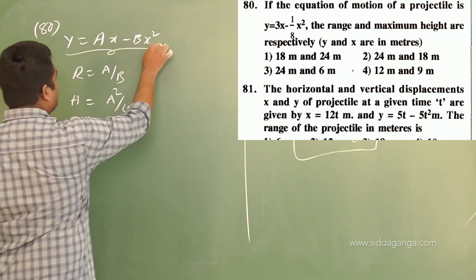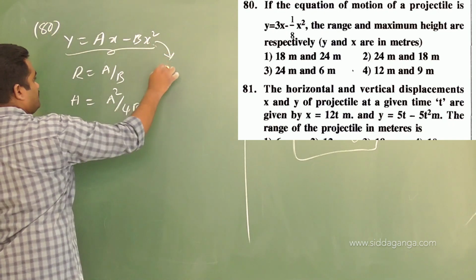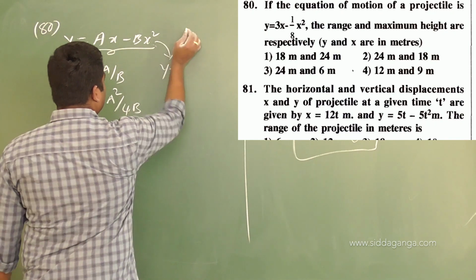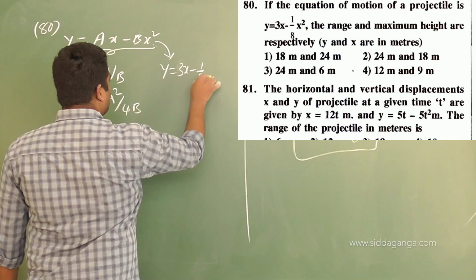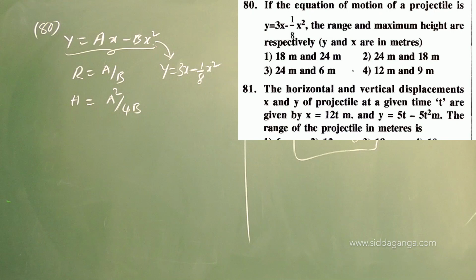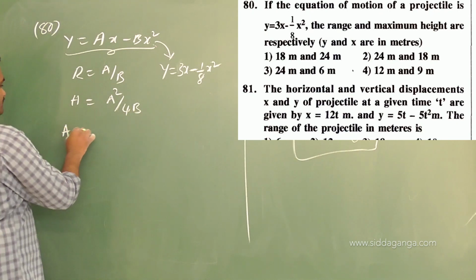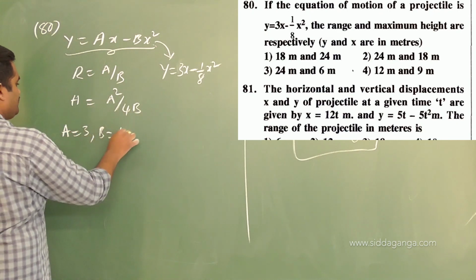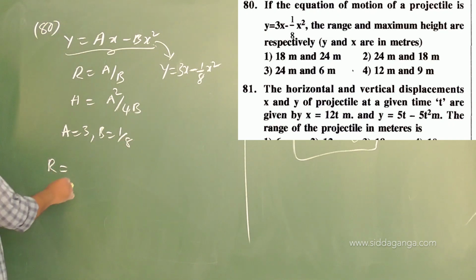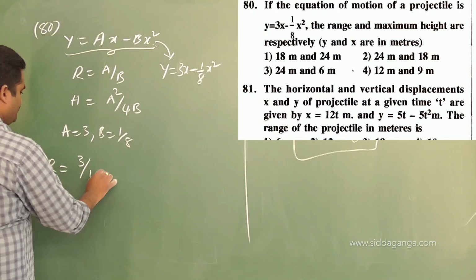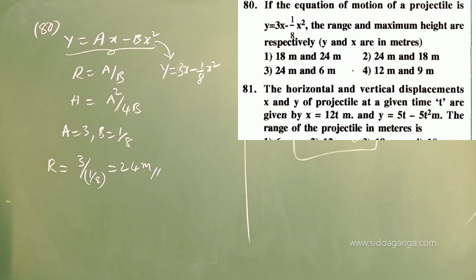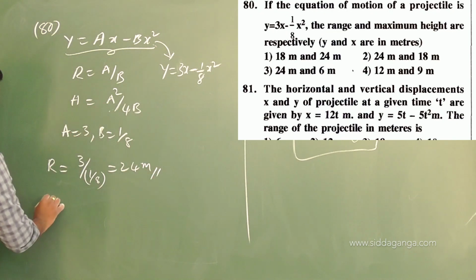Compare this with the standard equation what we are having. The given equation is what? Y equals to 3x minus 1 by 8 x square. Comparing, you will get what? A equals to 3 and b equals to 1 by 8 you are getting. Range means a by b. A is 3 divided by 1 by 8 means 24 meters is range. Keep it in mind. And maximum height means a square by 4b.